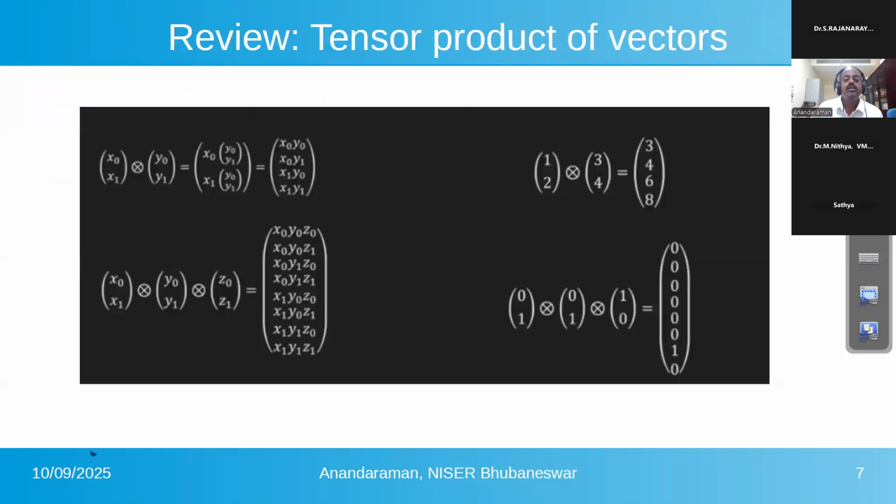Okay. So tensor product. This is how tensor product is computed. You have one matrix. Tensor is this symbol.